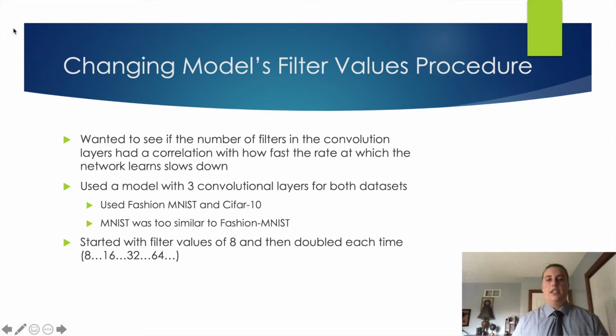So then I wanted to change the model's filter values, and I wanted to see if that had an effect or a correlation with how fast the rate at which the network learns slows down. So I used a model with 3 convolutional layers for both data sets, and I did it with FashionMNIST and CIFAR10. The reason I did this was because MNIST was very similar to FashionMNIST, and anytime I was taking data, it didn't look like there was much difference between them. So I started with filter values of 8, and I doubled those each time.